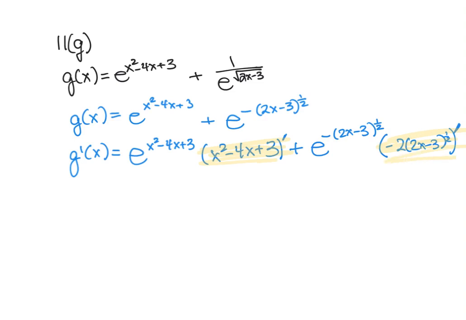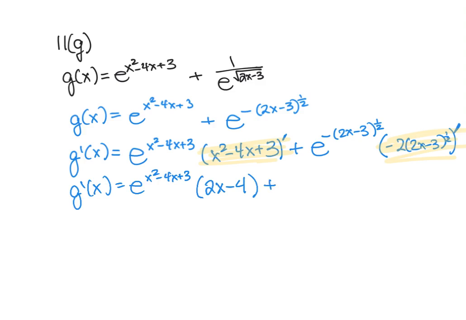So to finish our problem, we're going to copy g prime of x equals e to the x squared minus 4x plus 3. But now we're taking the derivative of that inside function. So the derivative of x squared is 2x. The derivative of minus 4x is minus 4. And the derivative of plus 3 is 0.